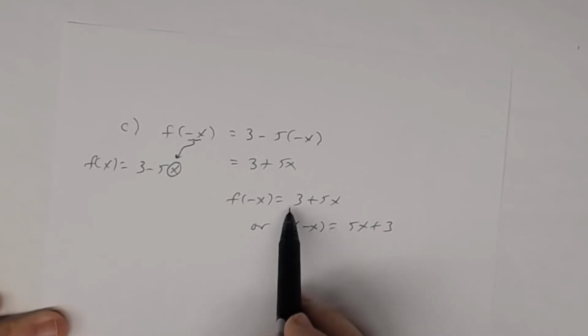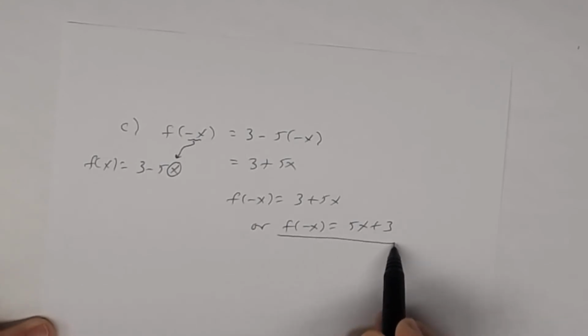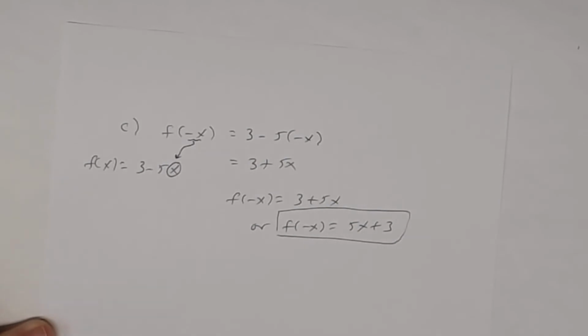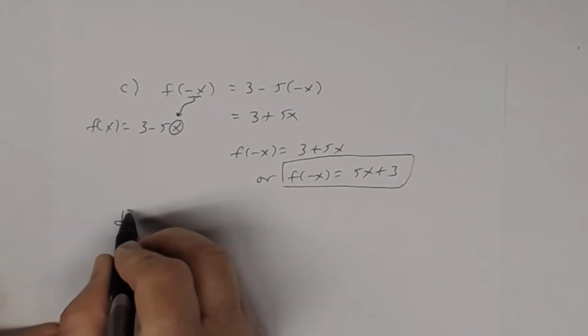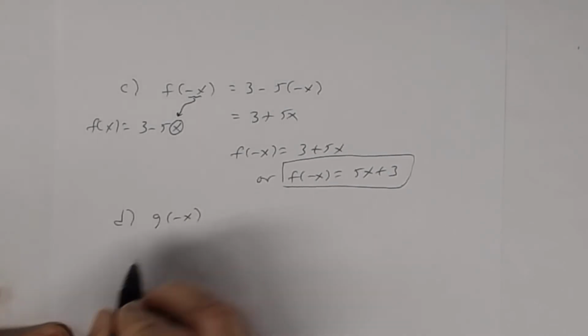So make sure you put these in descending order. Now for this one, I would have just left it like this, but if we're using the idea of descending order, then I would say, if the direction says make sure you write in descending order, then make sure you use this one. All right, and then D, let's suppose you want to find g of negative x.